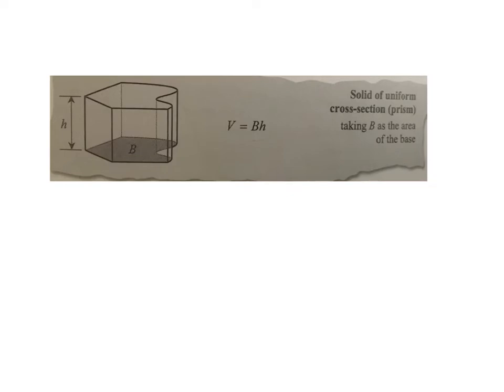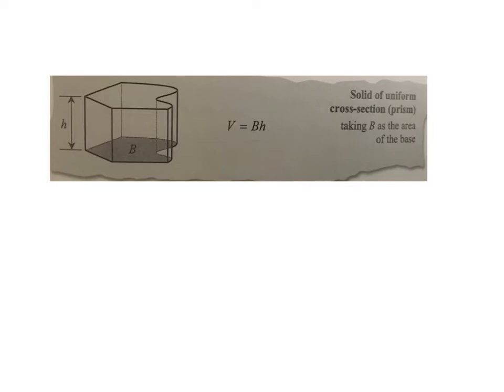This picture here is actually from our log tables, which gives us the general formula for the volume of a prism. What we need to do is get the area of the cross section, so this shaded section B, and multiply it by the height, or how far back that cross section goes. And this is the same way of calculating volume that we apply to all prisms.